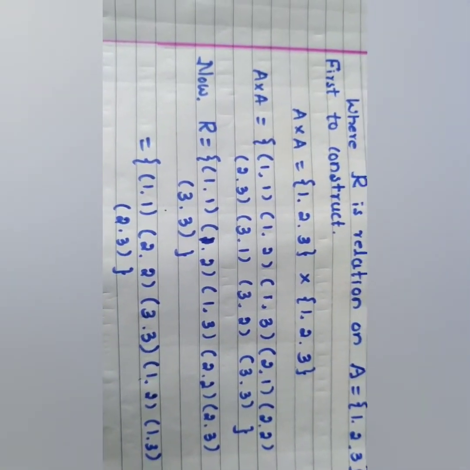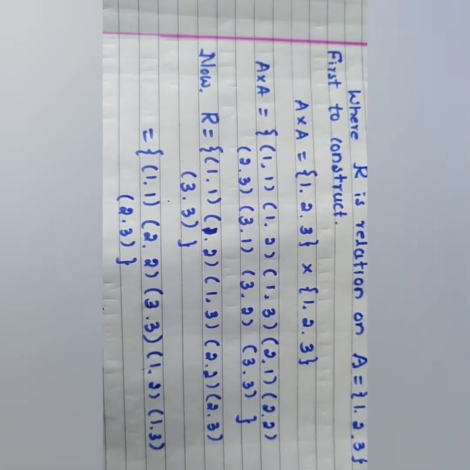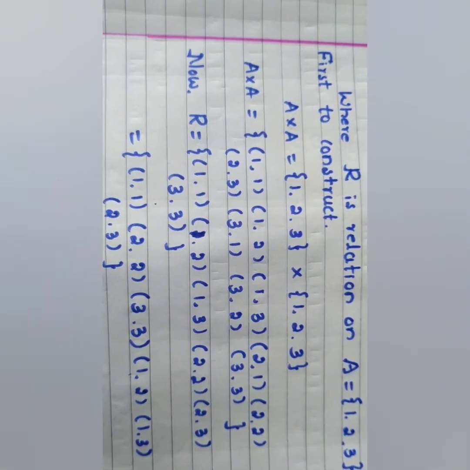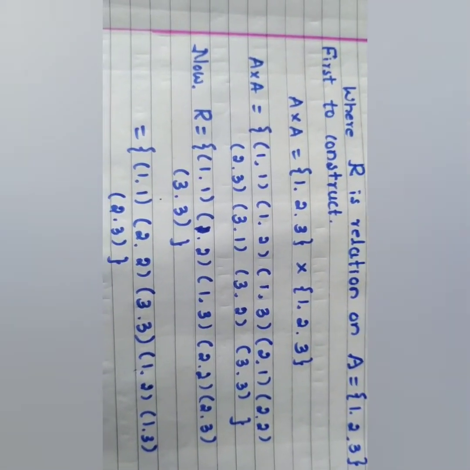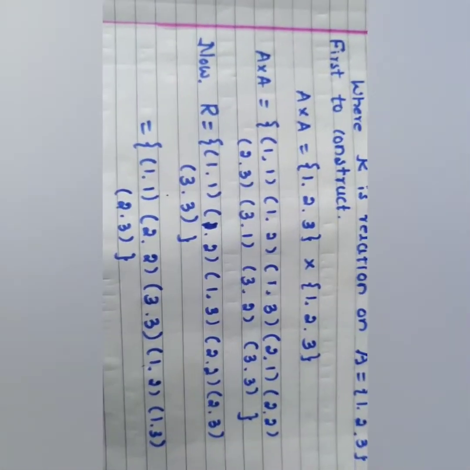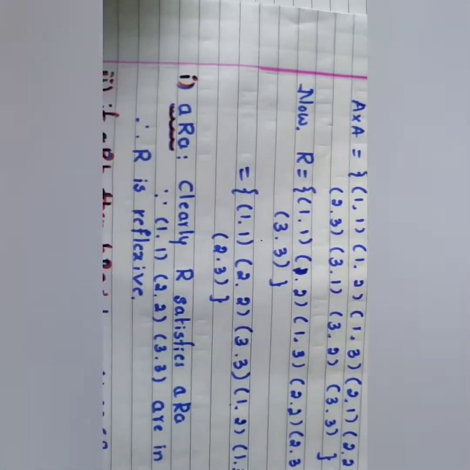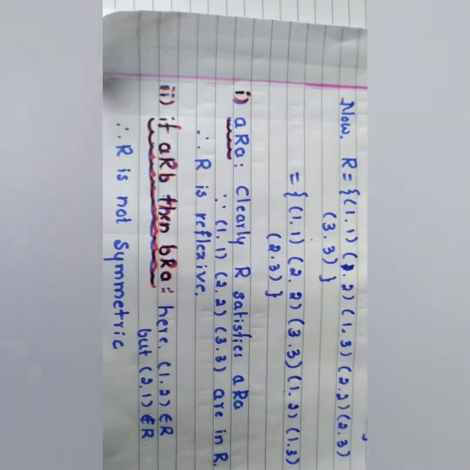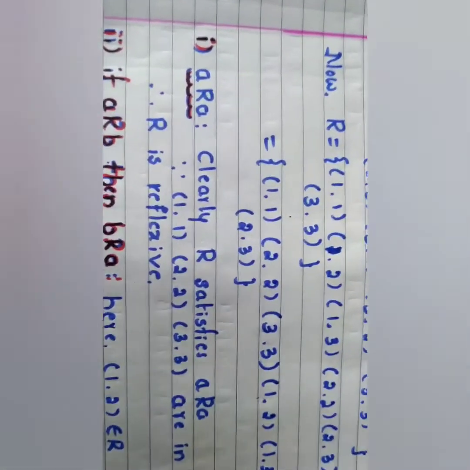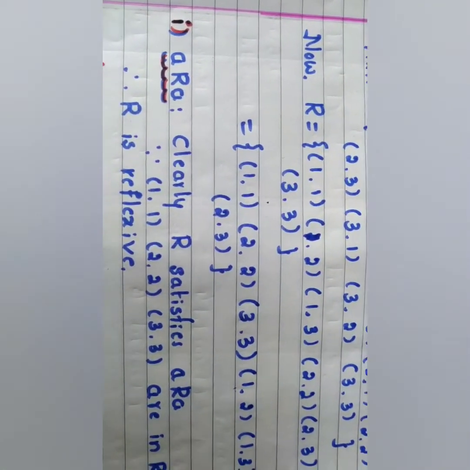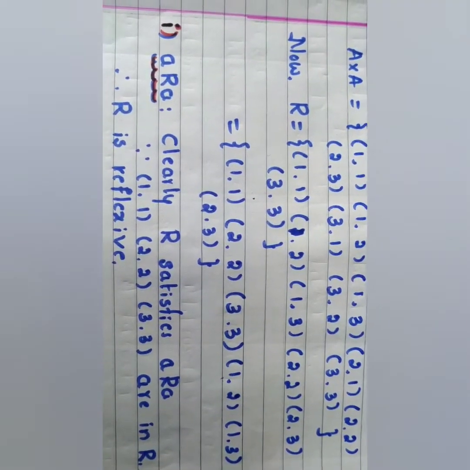Therefore the R from A cross A can be taken as (1,1), (2,2), (3,3), (1,2), (1,3) and (2,3). Now to check whether this relation is reflexive, whether it is symmetric, whether it is transitive. Now to consider and check the relation as reflexive.